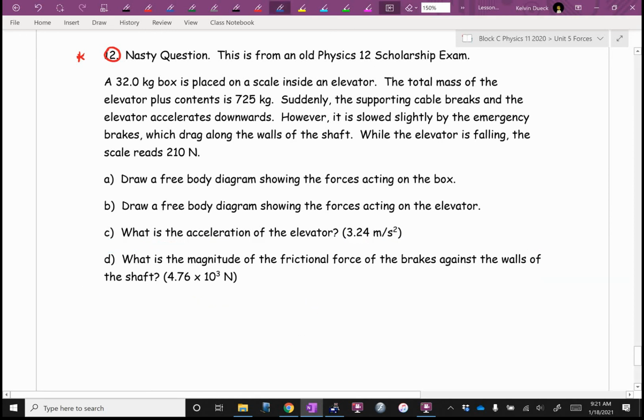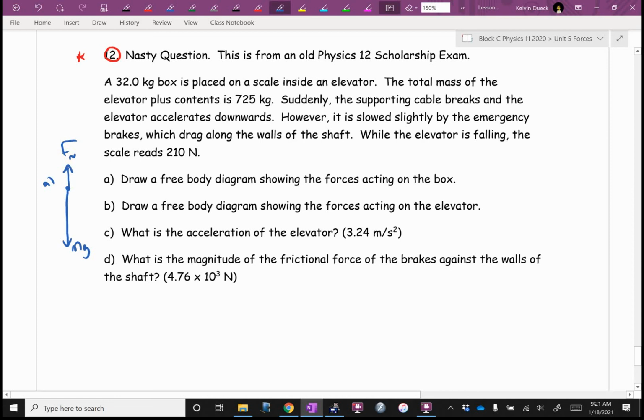Here, free body diagram, I'm going to do part A right here. What are the forces acting on the box? Get the obvious one. And? Which way is the box accelerating? Which way is the elevator accelerating? So which way is the box inside the elevator also accelerating? I'm just going to make sure I notice the normal force is smaller. I'll exaggerate it.